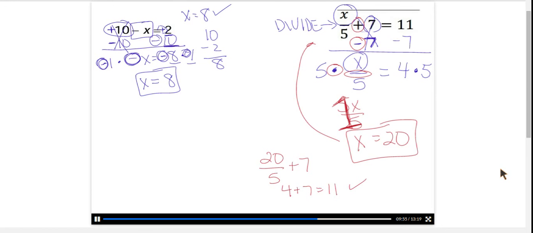Let's look at our next problem. Oh, I see a decimal. I don't know about this one. Well, let's try. 334.77 equals 26.98 plus 5r.